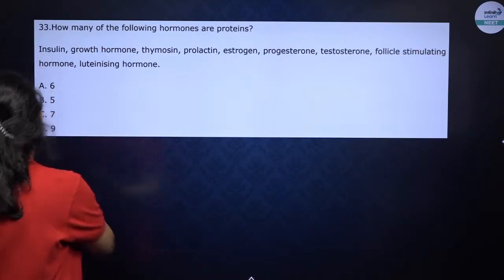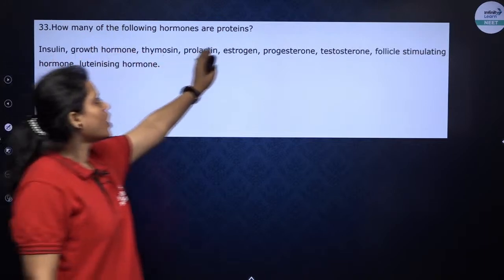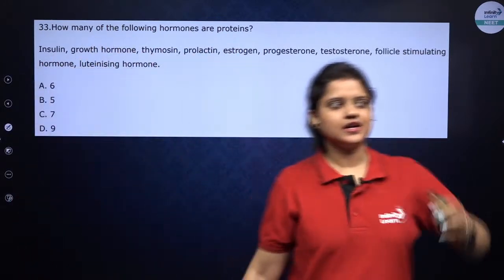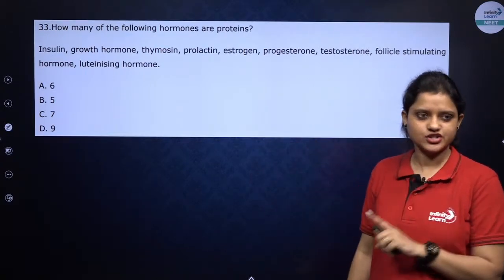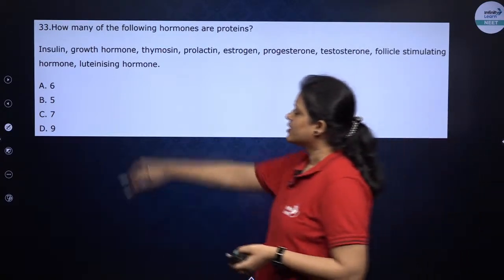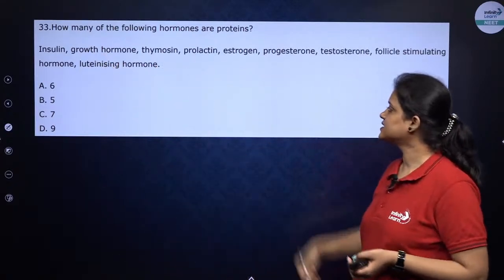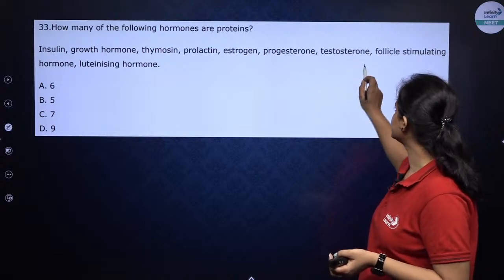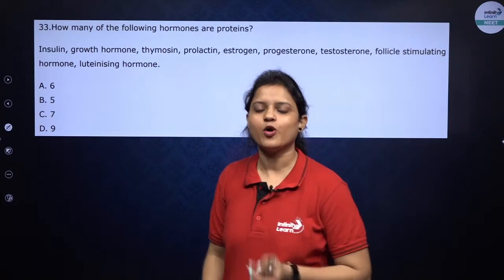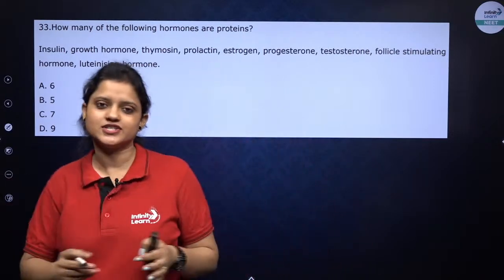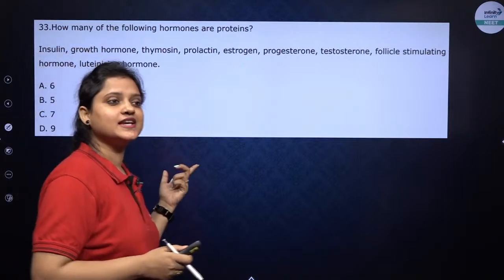Question number 33. How many of the following hormones are proteins? There are so many hormones in front of you, you have to tell which hormone is proteinaceous. You have insulin, growth hormone, thymosin, prolactin, estrogen, progesterone, testosterone, FSH and LH. Can you tell me in the chat? It is a very good, interesting question. Which of the following hormones are proteinaceous in nature? Tell me quickly.